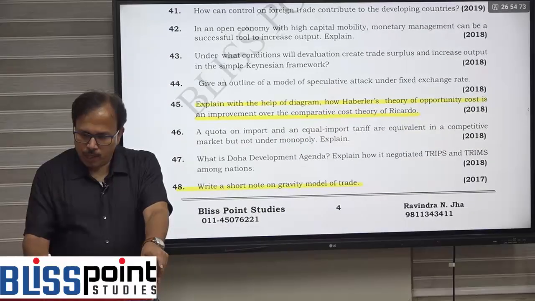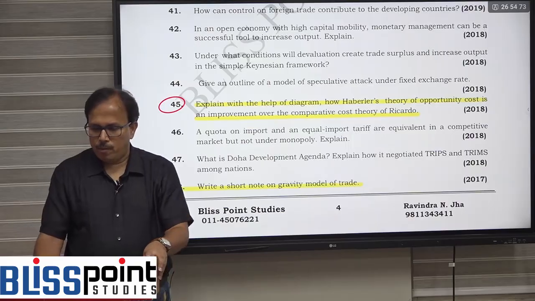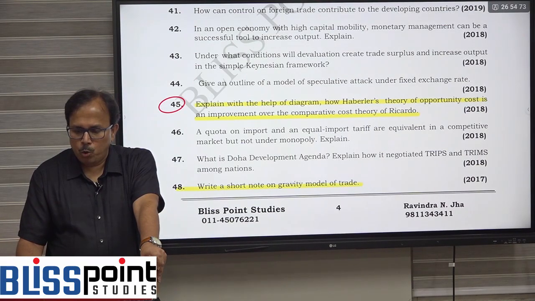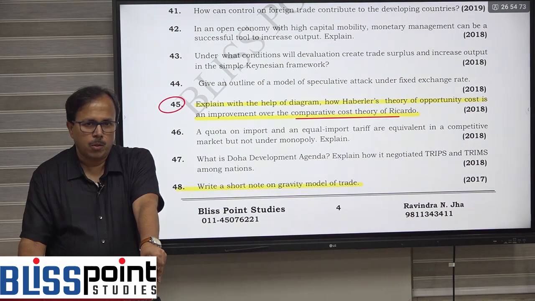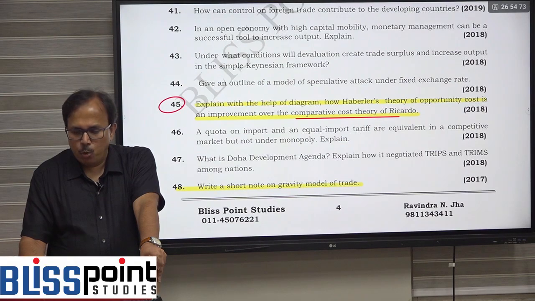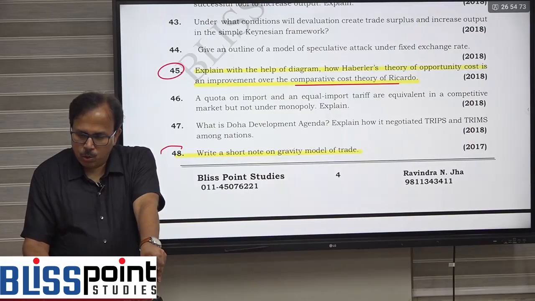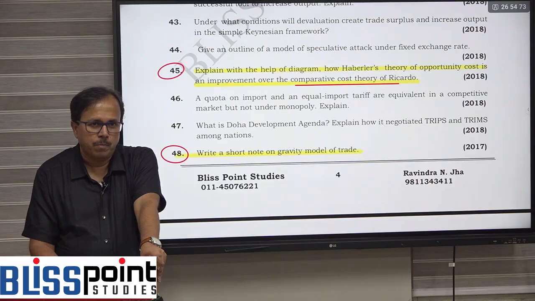Then this question number 45 we will answer today. Explain with the help of diagram how Haberler theory of opportunity cost is improvement over the comparative cost advantage theory given by Ricardo. This question was in 2017 a compulsory question. Write a short note on gravity model of trade.